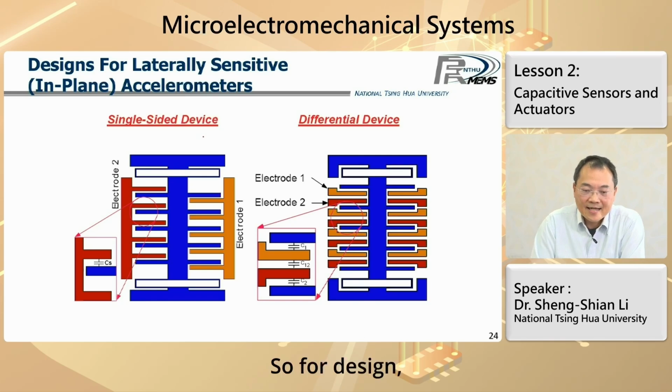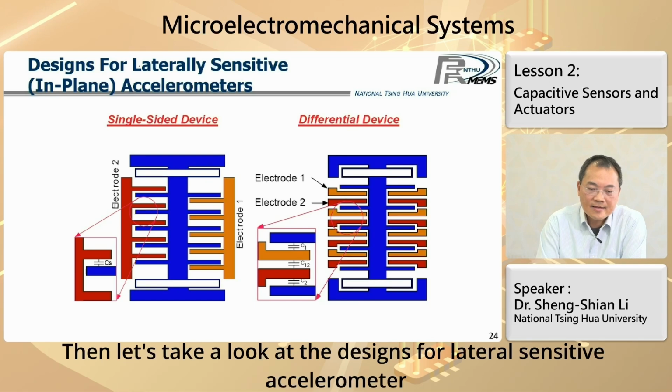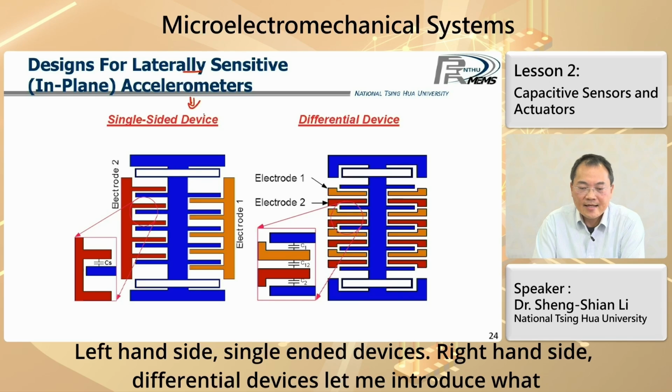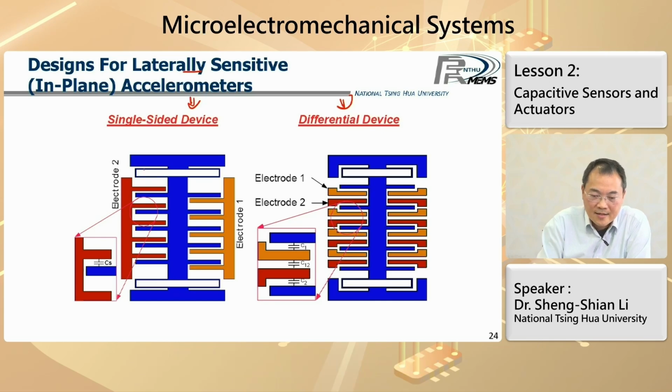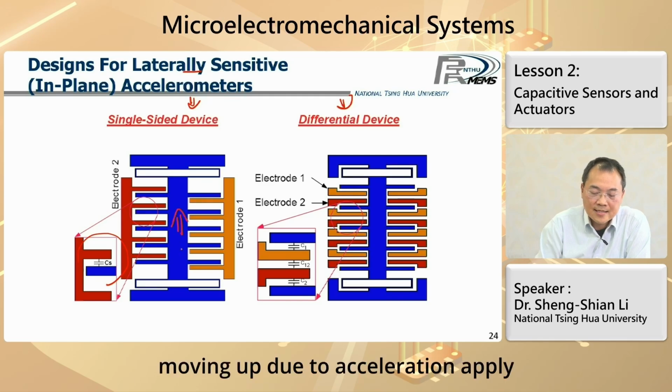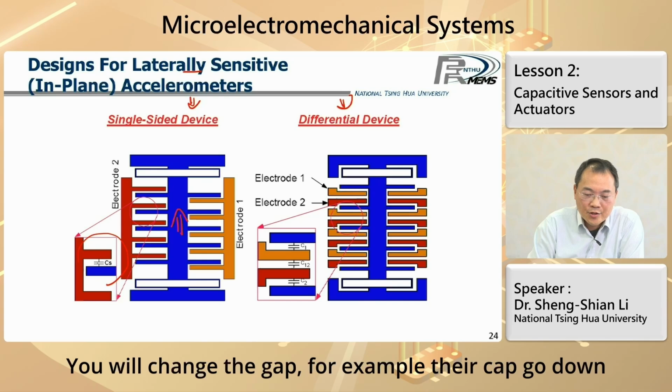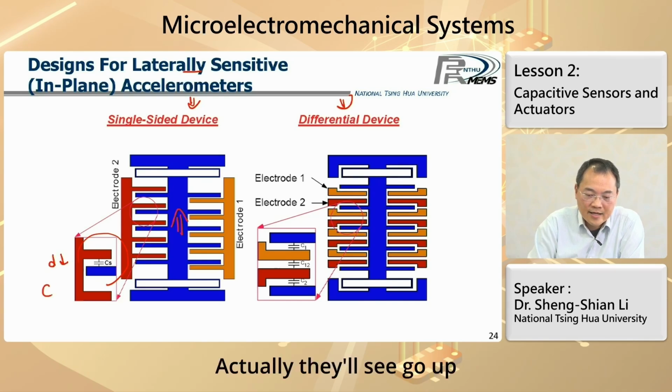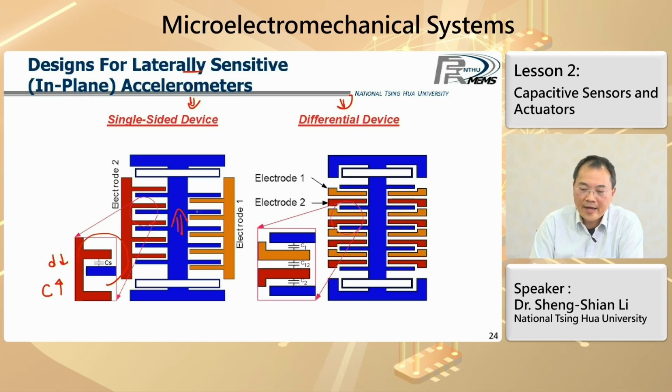So for designs, the previous one is the Z-axis. Then let's take a look at the designs for laterally sensitive accelerometers. Left-hand side, single-ended devices. Right-hand side, differential devices. Let me introduce why this is single-sided. Take a look at the fingers. If you have a moving part moving up due to applied acceleration, you will change the gap. For example, their gap goes down, actually their C goes up. That is the single end.